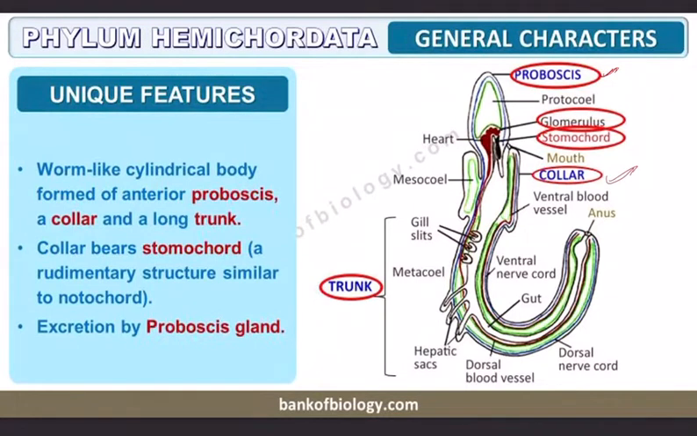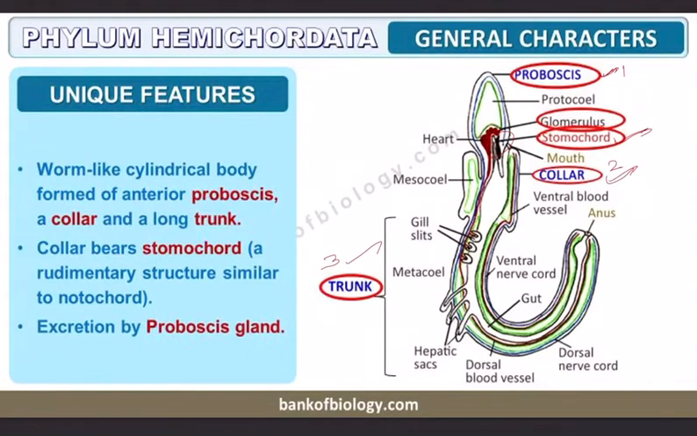What are the special characteristics of phylum Hemichordata? It has a worm-like cylindrical body formed of an anterior special structure, the proboscis. That means the facial structure is going to develop from this. Then there is a collar, which is going to become the neck in future. And of course the main body, the trunk. So there are three parts: proboscis, the anterior portion, the collar, the mid portion, and the trunk, the posterior portion.